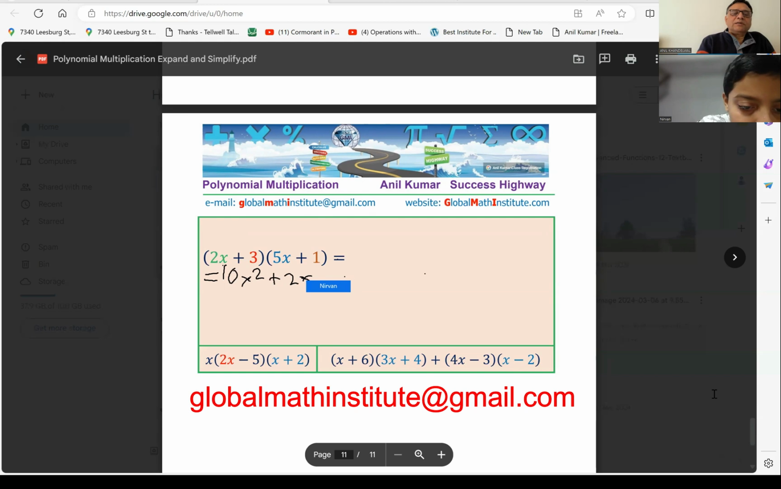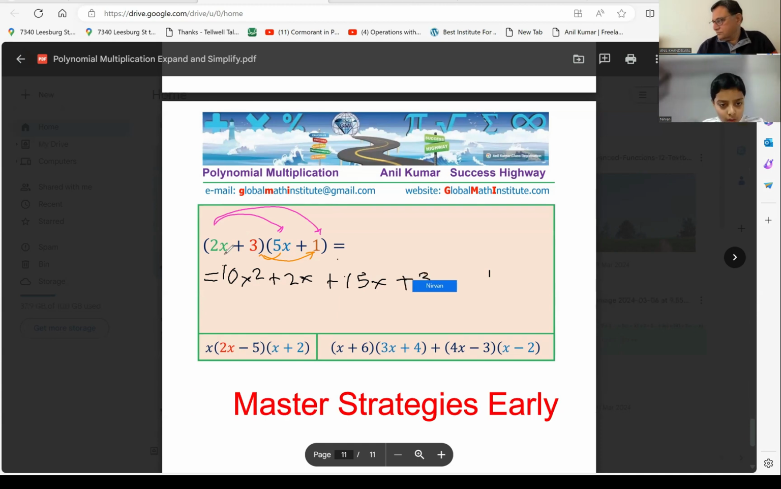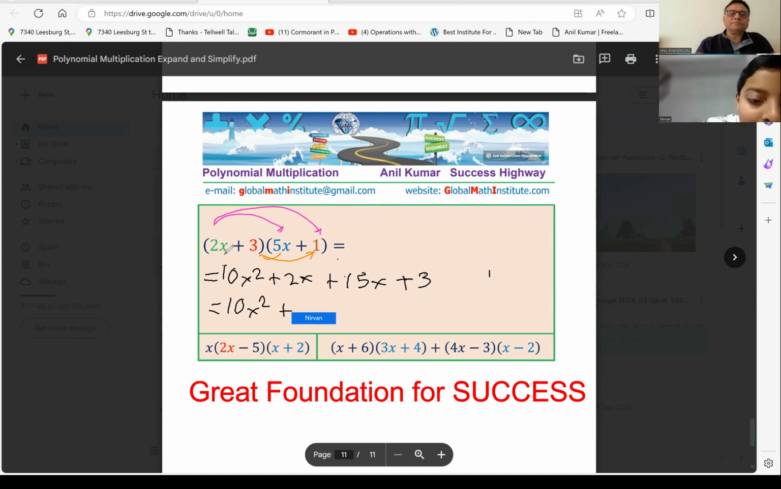Correct. So the multiplication with 2 is done, right? Great. And now number 3, you need to multiply by 3 now. Plus 3 times 5x, 15x, plus 3. So what can you do now? Can you combine any terms? Yes. You can leave it as 10x squared, nothing changes, plus 2x plus 15x is 17x, and plus 3. Perfect. So that's great.